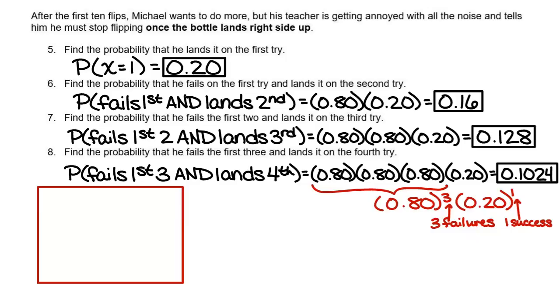0.1024. I want you to look at what's happening to our probabilities. The probability that he lands it the very first try, we said was what? 0.20. The probability he misses the first one but lands the second one was what? 0.16. Did the probability go up or down? Probability went down. Probability that he misses the first 2 and lands it on the 3rd one was what? 0.128. Did my probability go up or down? Down again. Probability that he misses the first 3 and lands it on the 4th one?